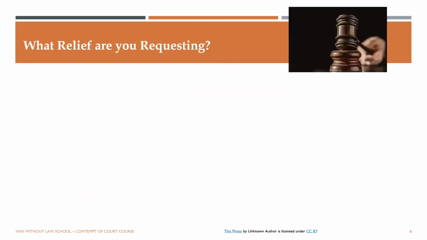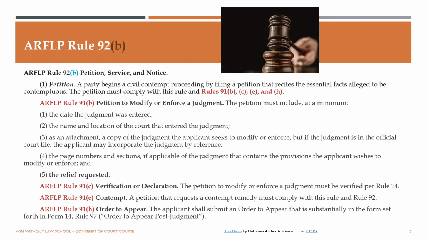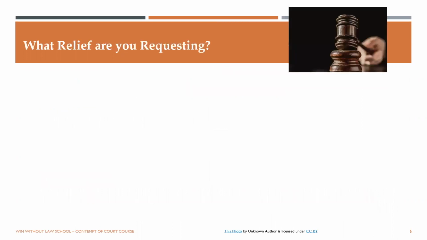All right, now let's look at this question of what relief are you requesting? Because if we go back, we'll see here under 91B5, you need to include what relief you are requesting when you file your petition. So in other words, what do you want the court to do about this violation of the order if you're able to prove the violation? So what relief are you requesting?